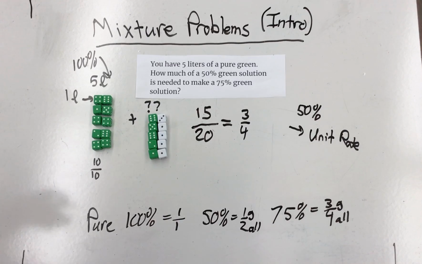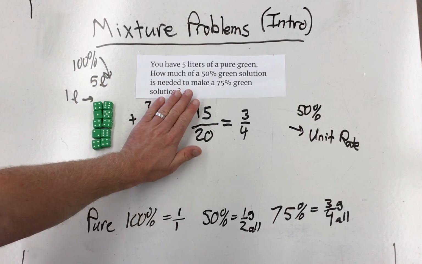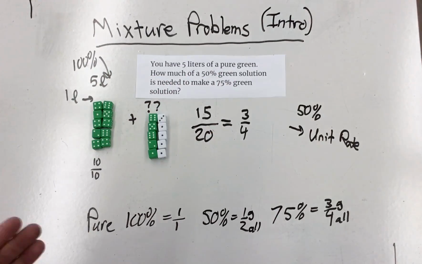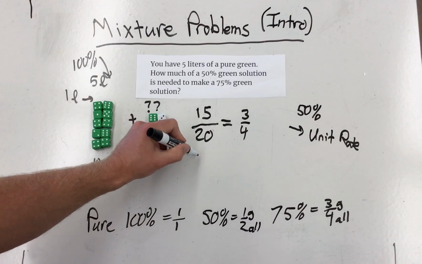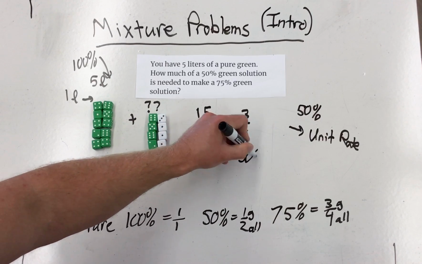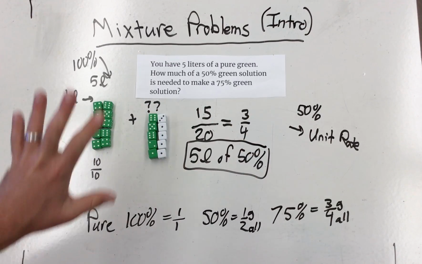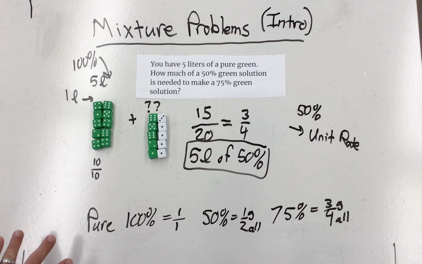And this is what I'm thinking. That's why I said I think you guys probably figured this out if you just thought about it long enough. This is 100%. This is 50%. We're trying to split the difference between the two of them. They're going to have to be the same. So the answer to this question here is 5 liters of 50%. Okay? Now, this is a great visual for how this works.